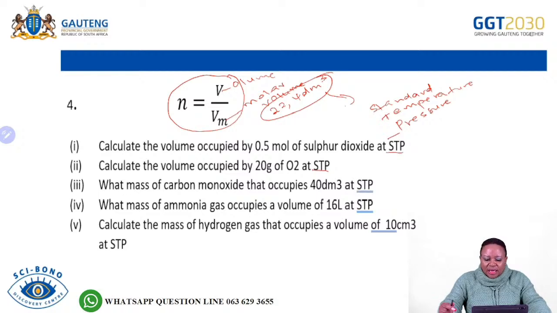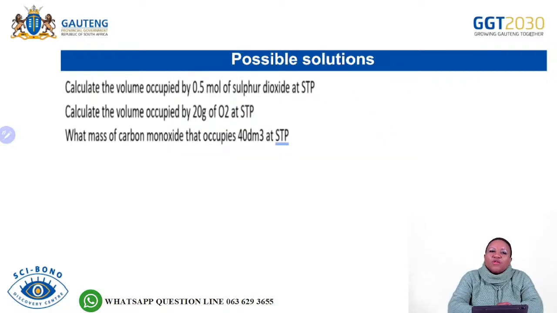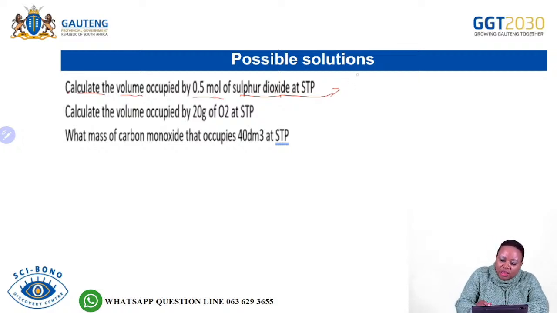Now, let's look at this calculation where we involve this formula, which is n is equal to V over Vm. The first one says calculate the volume occupied by 0,5 mole of sulfur dioxide. There are two things that are involved here. However, before you calculate this volume, you need to firstly know the formula of sulfur dioxide, because in this case, sulfur dioxide is provided to you as the name, so you need to know the molecular formula. And we know that the molecular formula of sulfur dioxide is SO2.